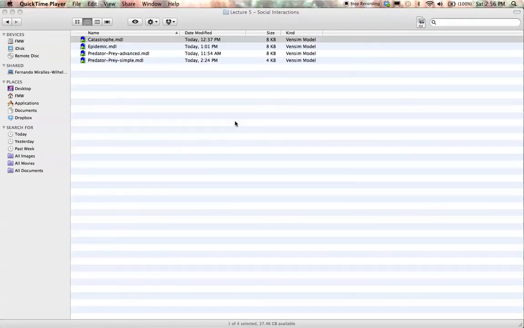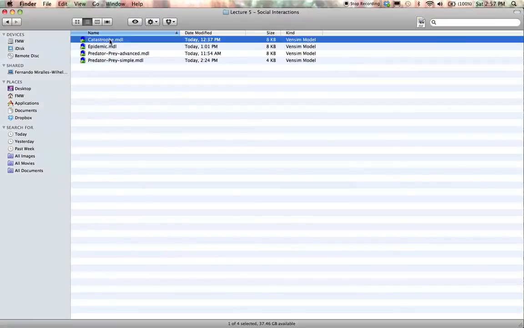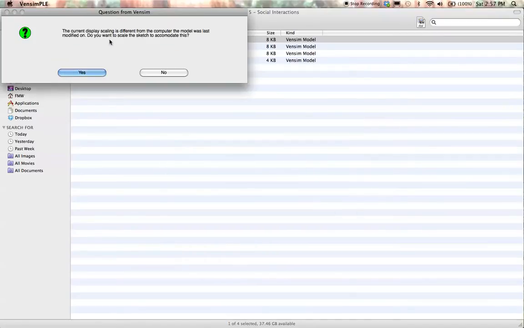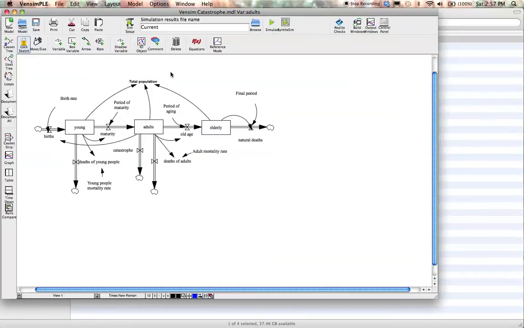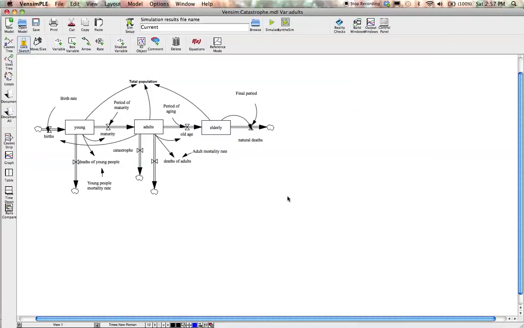Okay, so we're back here in the folder for Lecture 5, Social Interactions. Let's look now at the catastrophe model. So I'm going to open that in Vensim. This one is interesting. I think I want to say no here. Let's say no, I think just for the scaling. Say no again. All right, yeah, this will probably do it. Let me max out the screen.